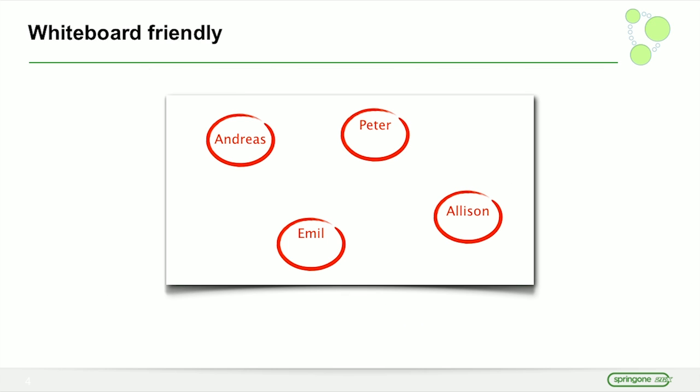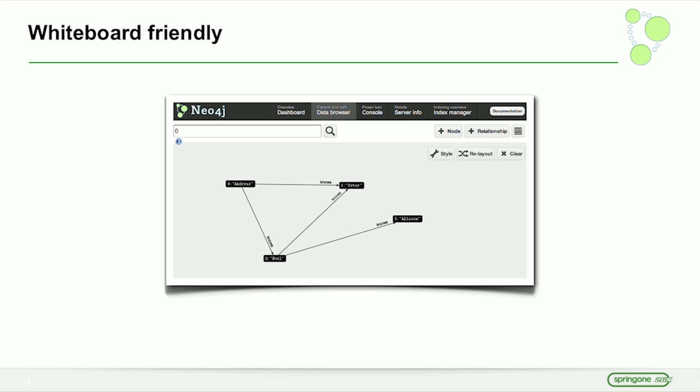So the whiteboard friendliness: we just grab someone who knows the stuff we want to deal with. The use case is the domain. We draw it on a whiteboard. And then when we're done, we are kind of done, right? Because if you put that information in a database, you can't read it that well. But it's the same people with the same nodes and relationships.